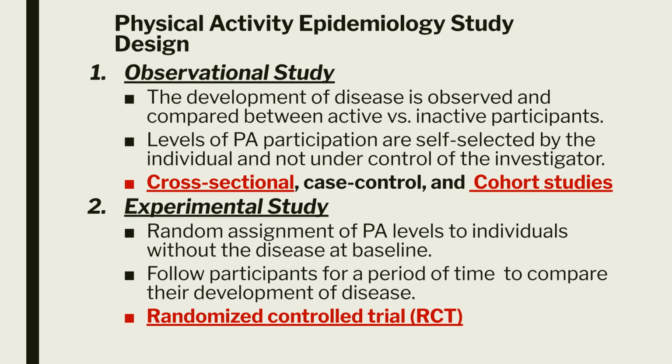In contrast, experimental studies involve active intervention. Researchers manipulate one or more independent variables to examine their effect on outcomes. In this course, we focus on randomized controlled trials. Randomized means participants are randomly assigned to different groups, which helps reduce bias and strengthen causal inference.